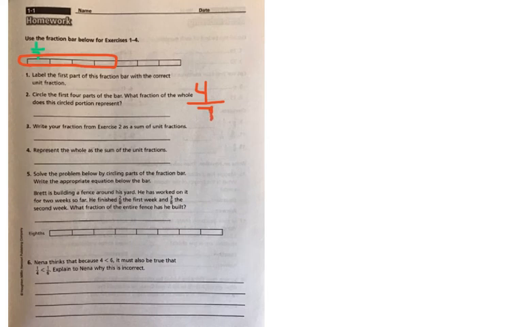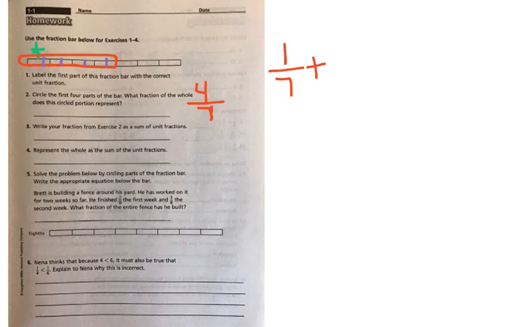Now, when we look at number 3, it says write your fraction from exercise 2 as a sum of unit fractions. Well, we know that a unit fraction always has 1 in the numerator. And we know that the denominator here is 7 because that fraction bar is broken up into 7 equal pieces. So all we need to do is we know that the unit fraction is 1/7, and we can go back and count. We know that we circled 4 of them, 1, 2, 3, and 4. So we need 4 unit fractions to add together.